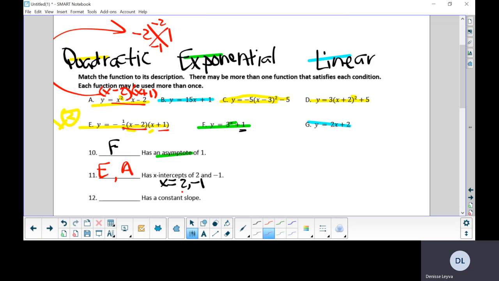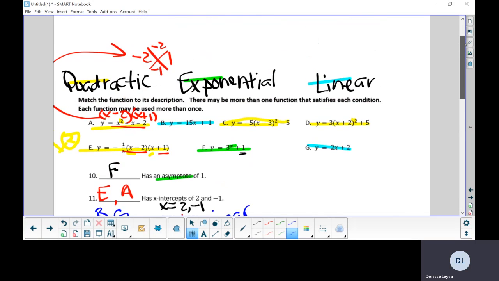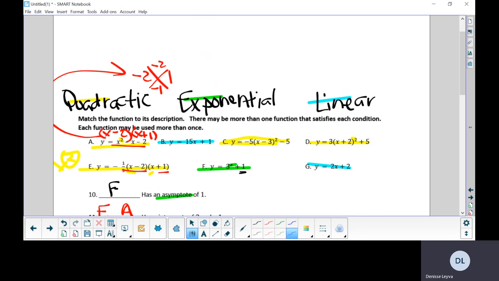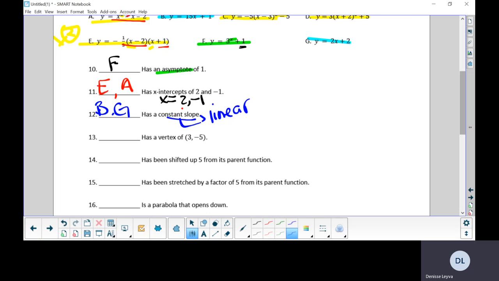Constant slope is anything that has a linear equation. So anything that has a linear equation will be a constant slope. So here we have linear equations, and any one that is linear, in this case it's B and G. So we have B and G as our answer. Now if you read the questions above, it's talking about how we can have each function used more than once. And then we move on to vertex.